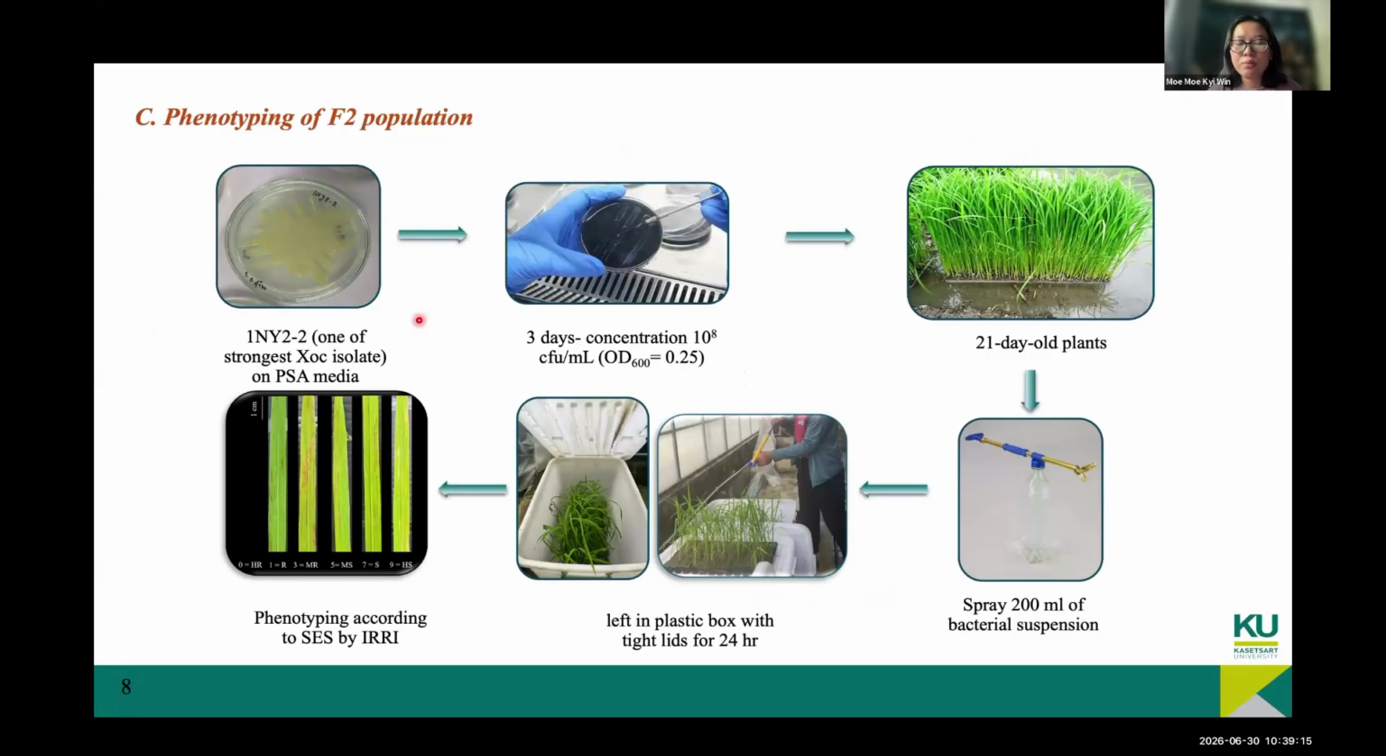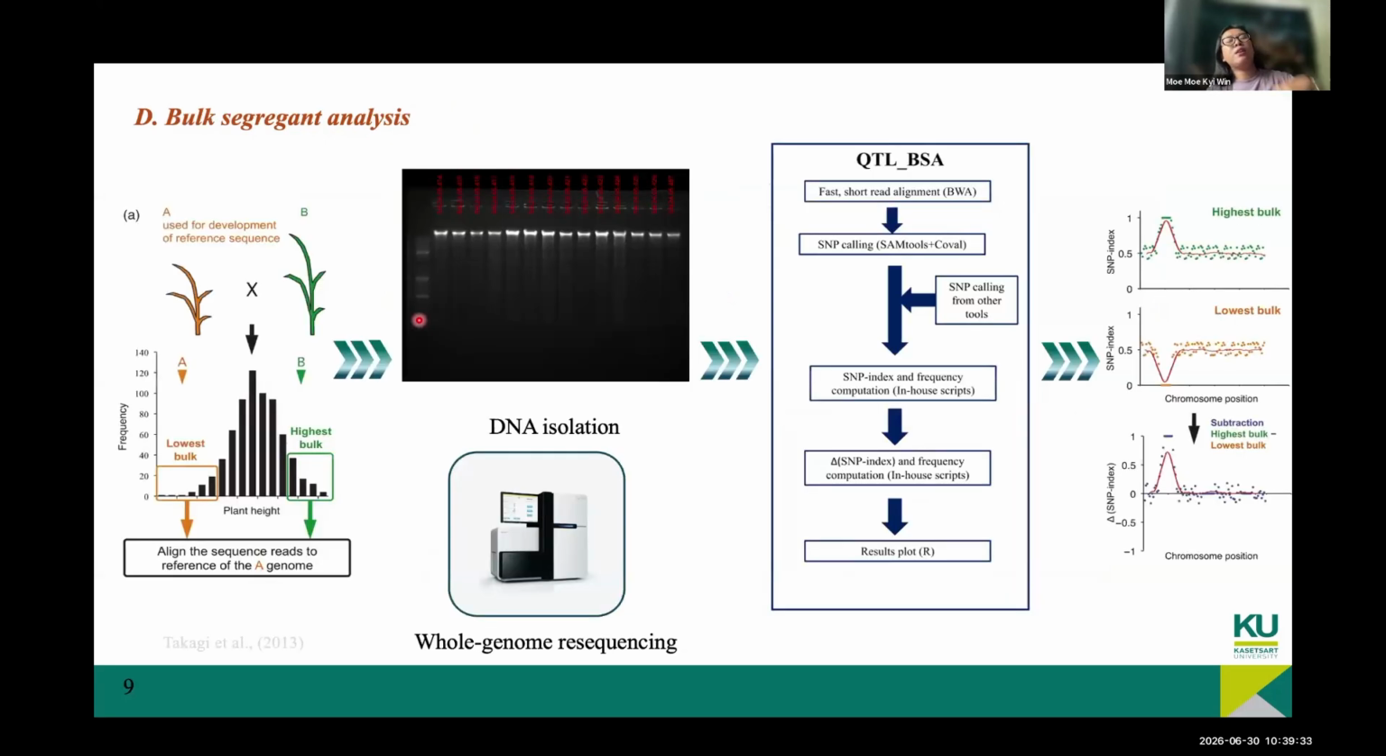We spray the bacterial suspension onto 3 to 4 week old F2 seedlings, and 2 weeks after inoculation, we recorded the disease score of each individual plant by using the standard evaluation system developed by IRRI. And then we selected the plants which are most susceptible as the susceptible bulk, and the plants which are most highly resistant as the resistant bulk, and these individuals are sent for sequencing.